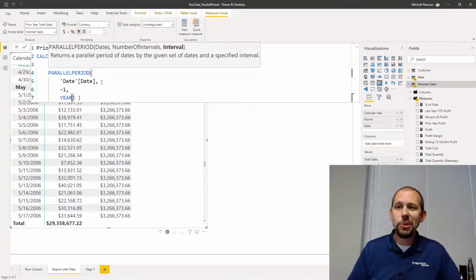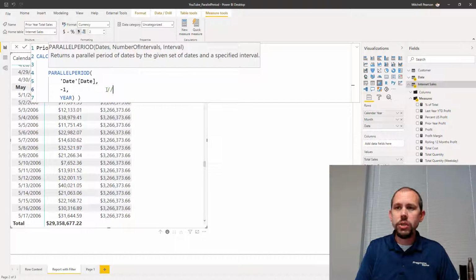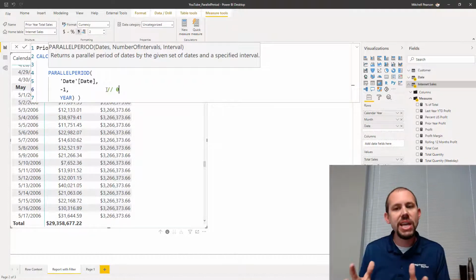And another really cool trick, one that I love, and I use this for semi-additive measures or percent of totals and ratios, is you can actually use 0 for the number of intervals, which means that if I were to replace that -1 with 0, instead of it giving me my total sales from the prior year, it would actually give me my total sales for the current year, the entirety of the current year that I'm looking at in the filter context. Once again, there are some really cool, innovative, and creative solutions you can come up with by understanding that that is something you can do.